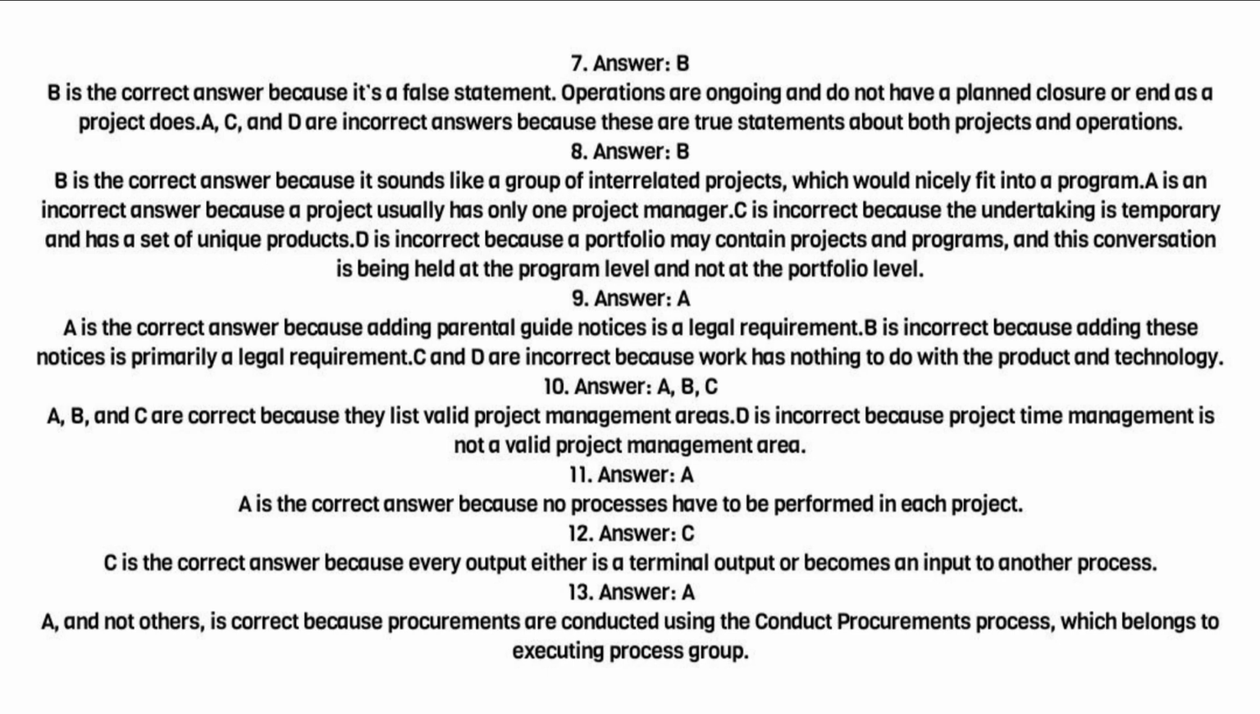11. Answer. A. A is the correct answer because no processes have to be performed in each project. 12. Answer. C. C is the correct answer because every output either is a terminal output or becomes an input to another process. 13. Answer. A. A is correct because procurements are conducted using the conduct procurements process, which belongs to the executing process group.